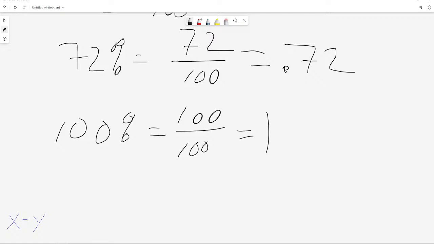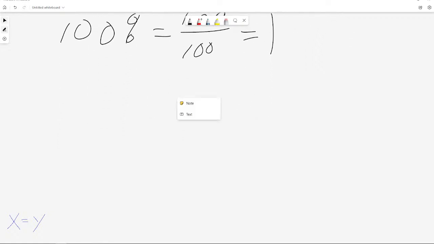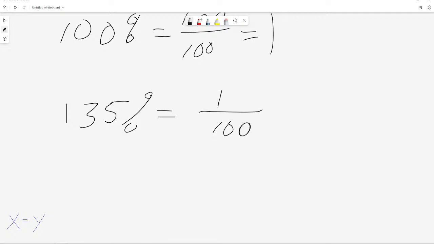Now, what if you had greater than 100%? What if you had 135%? Well, remember, it's out of 100. So you have 135. You're going to end up with 1.35.